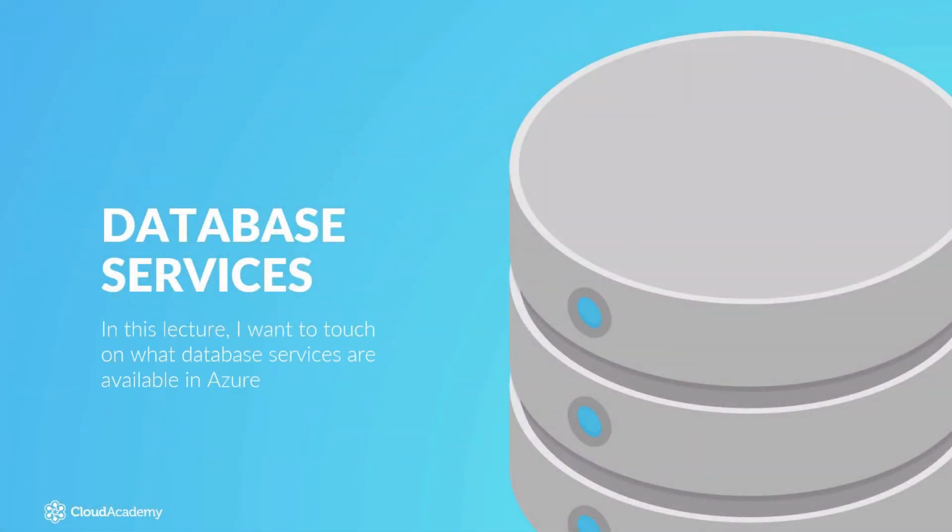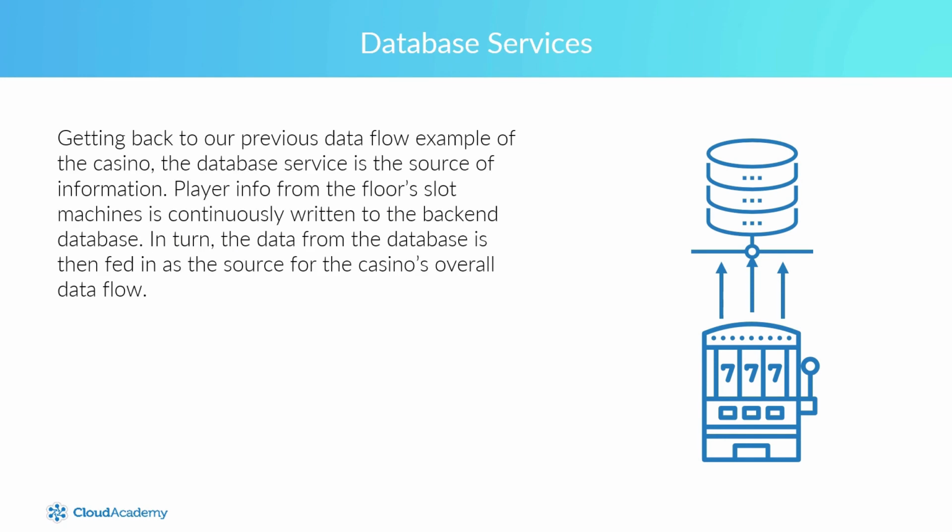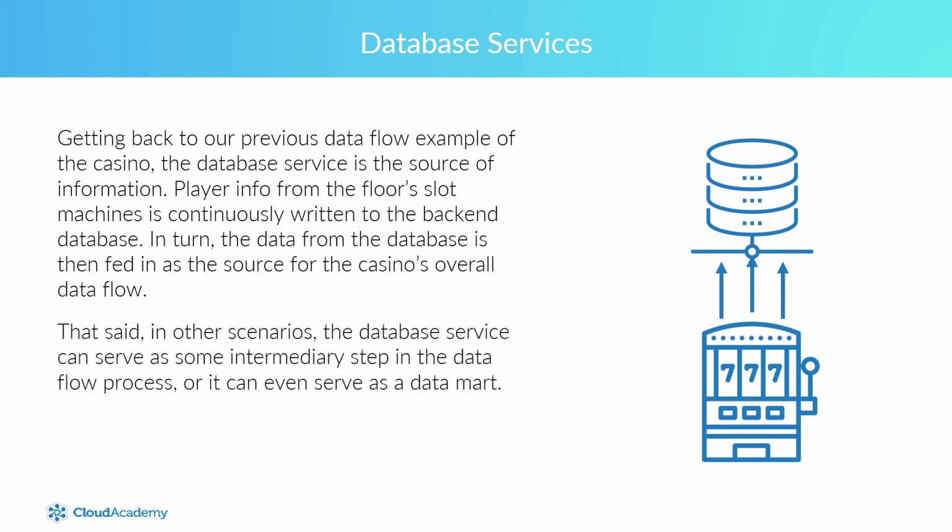In this brief lecture, I want to touch on what database services are available in Azure. Getting back to our previous data flow example of the casino, the database service is the source of information. Player info from the floor's slot machines is continuously written to the backend database. In turn, the data from the database is then fed in as the source for the casino's overall data flow. That said, in other scenarios, the database service can serve as some intermediary step in the data flow process, or it can even serve as a data mart.